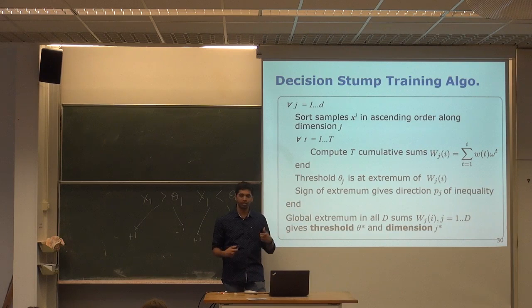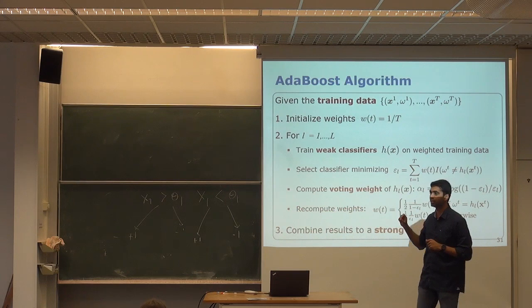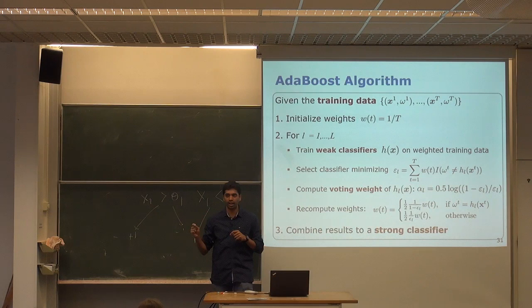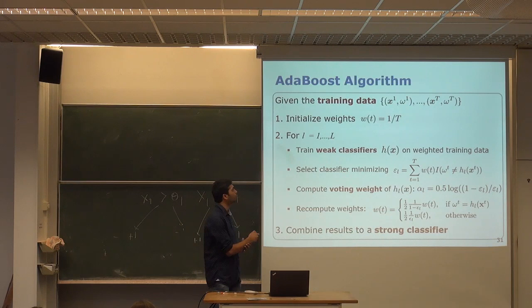Okay, now we are at a position where we know how to describe a decision stump, which means it's just one of these small edges. We know how to get one of the small edges. This algorithm here tells us how to get the capital H, which is the strong classifier, by this idea of boosting. Right, so essentially what we do is we have our training set, which contains T samples.